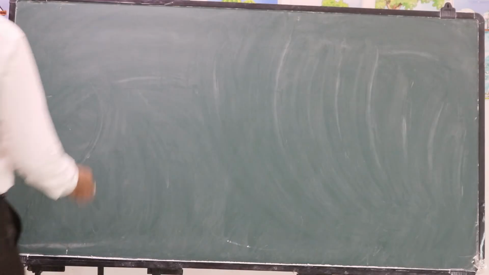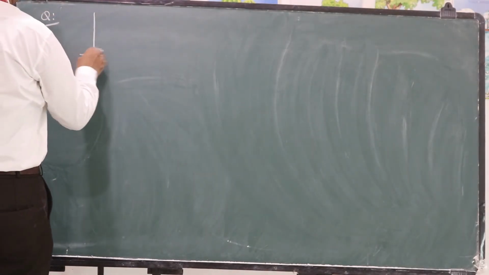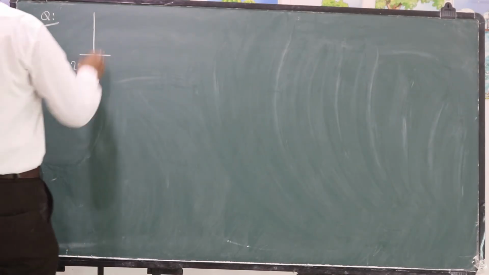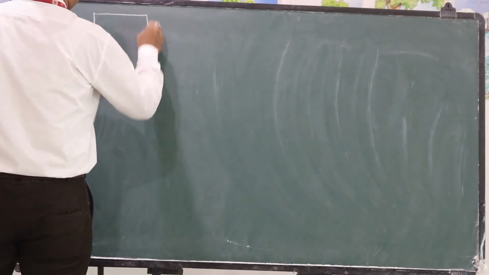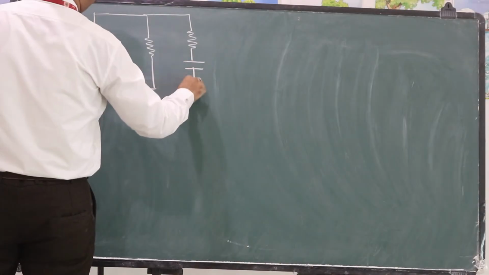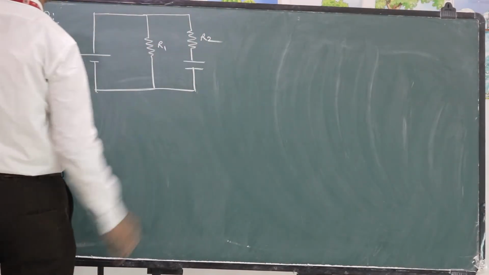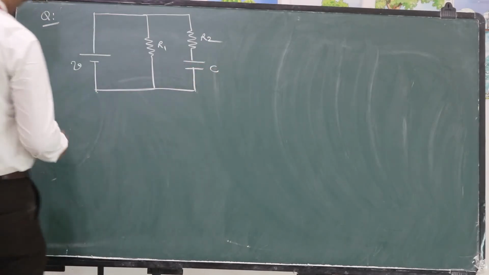Let us do one problem. The question is like this. Here is a cell of EMF V which is connected through two resistors and one capacitor. Its resistance is R1, its resistance is R2, and the capacitance is C.